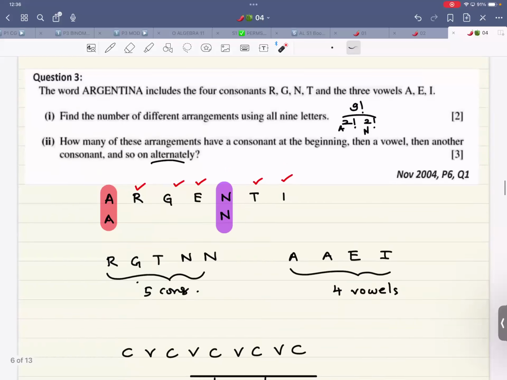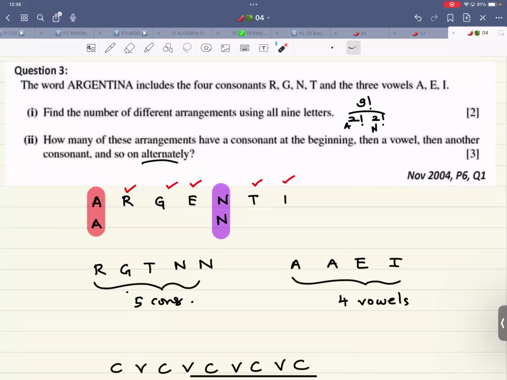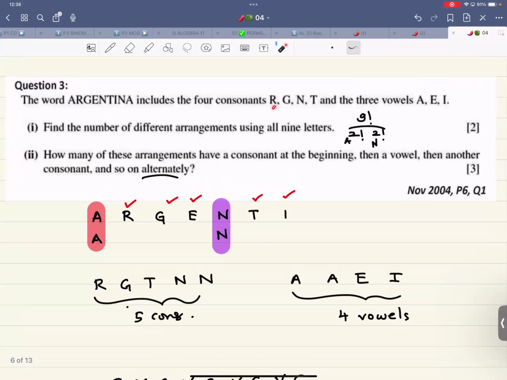Something like this. The word Argentina includes 4 consonants, R, G, N and T. Now, what is the lesson to be learned over here? When you read 4 consonants, that means he is not denying the fact that one of the consonants might be repeated. Because first of all, now this was the old question. This is 2004, when this syllabus recently got started.